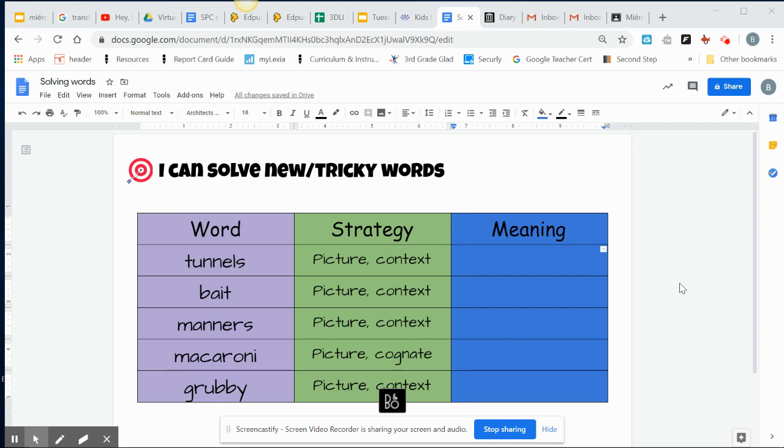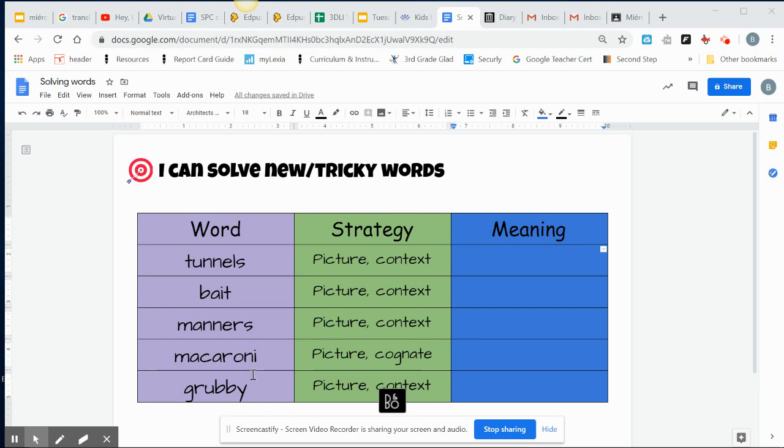Hey everybody, it's Mr. Ben, and today during our reading lesson, what we're focusing on is solving new words, or for some of you, these might not be new, maybe they're just tricky words. So that is our focus. We're going to be doing this with the book we've been reading in English, which is Diary of a Worm.